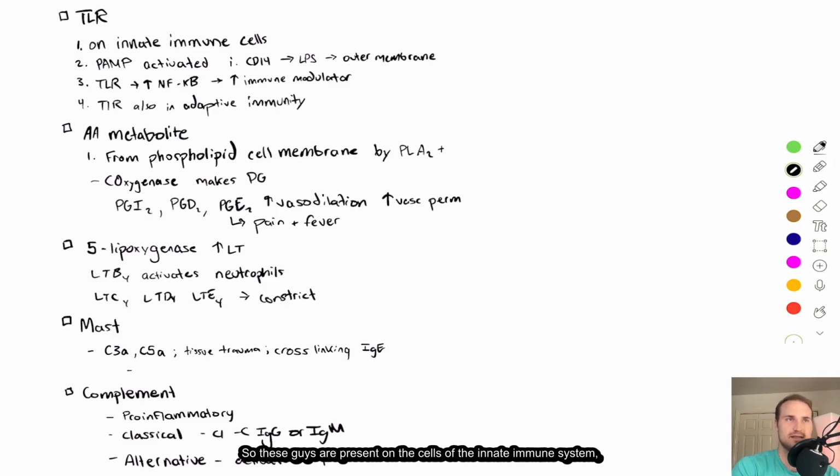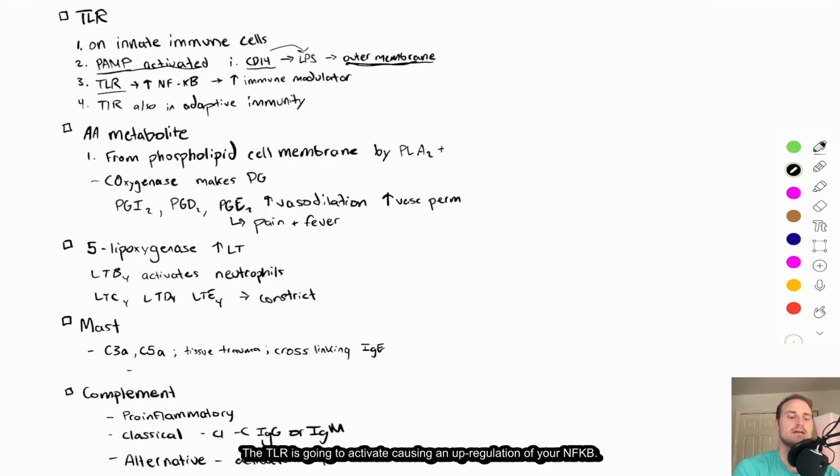These are present on the cells of the innate immune system. Think macrophages and dendritic cells. They're activated by PAMPs, which are commonly shared by microbes. CD14 is a co-receptor for toll-like receptor 4, which is on macrophages, and it recognizes lipopolysaccharide, which is a PAMP on the outer membrane. Okay, so CD14 recognizes your lipopolysaccharide on the outer membrane.